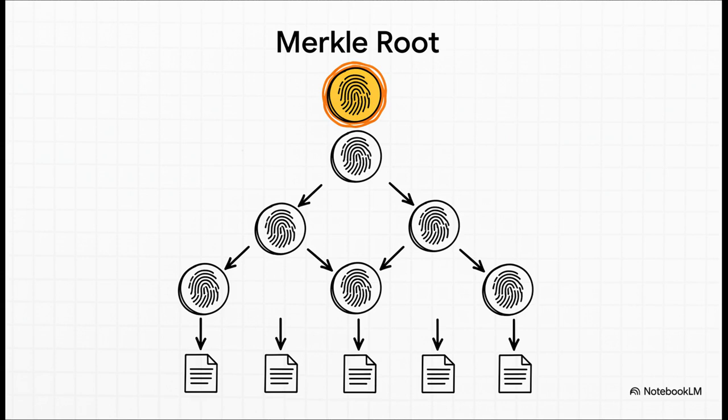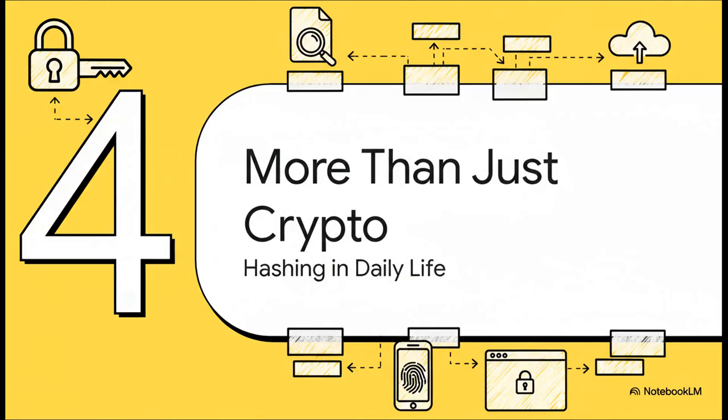That final hash is called the Merkle root, and it's like a master fingerprint for every single transaction in that block. And this is so efficient. It means you can quickly check if one specific transaction is in that block without needing to download and sift through everything.